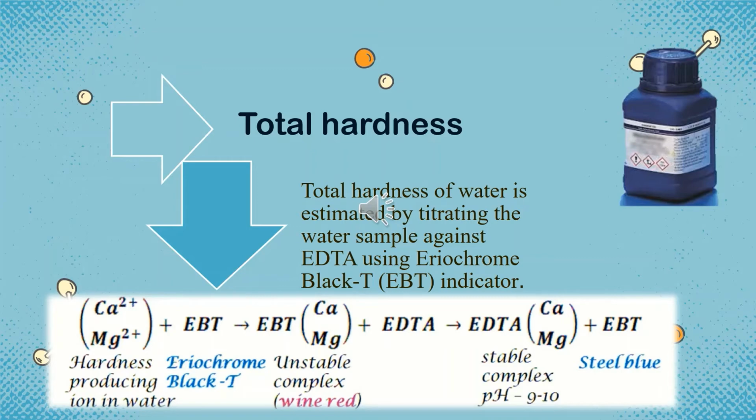We will titrate the unstable complex, in the color wine red, with EDTA solution. It results in the formation of stable complex with a pH of 9 to 10, and EBT remains free in the solution, which gives the solution a stable blue color, which will be our endpoint.